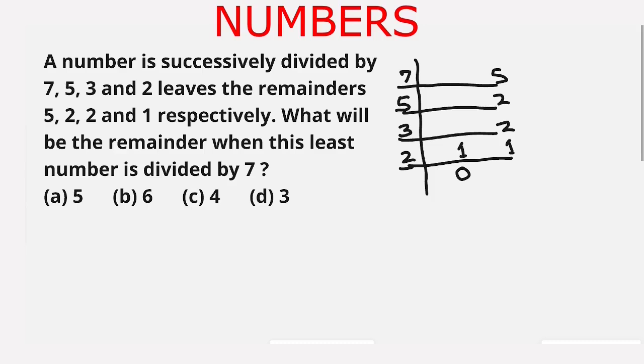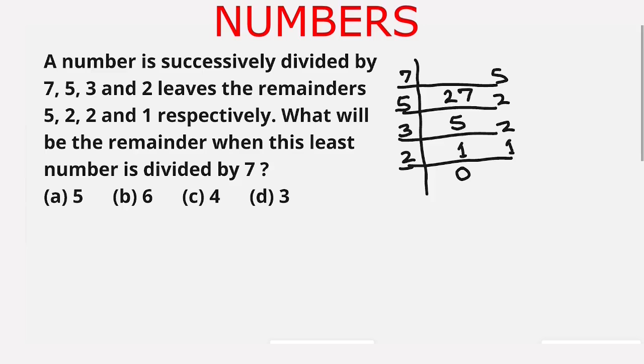is 1. So the last dividend is 1, but this is the quotient for the number 3, and for that the remainder is 2. So we find the dividend for divisor 3. 3 times 1 is 3 plus remainder 2 is 5. This 5 is the dividend for 3, but it is the quotient for 5, and for that the remainder is 2. So 5 times 5 is 25 plus 2 is 27.